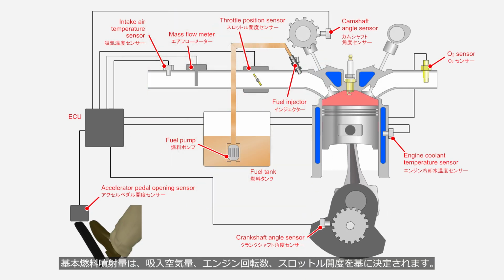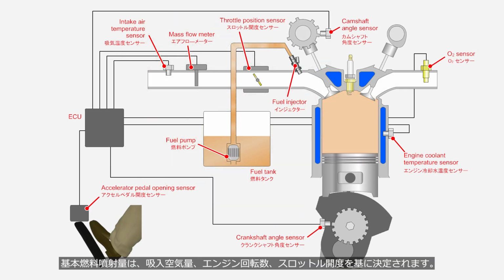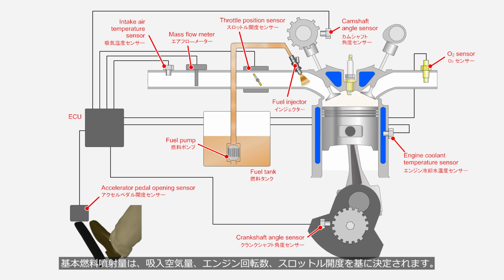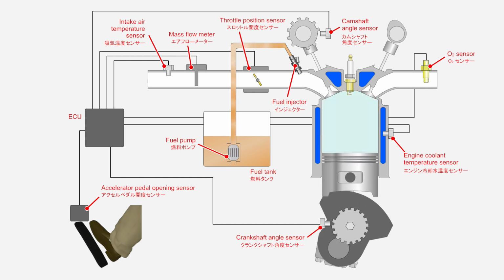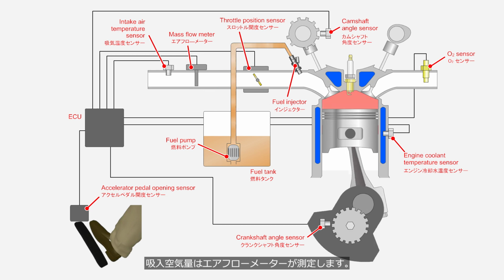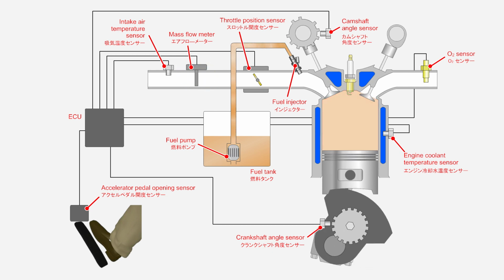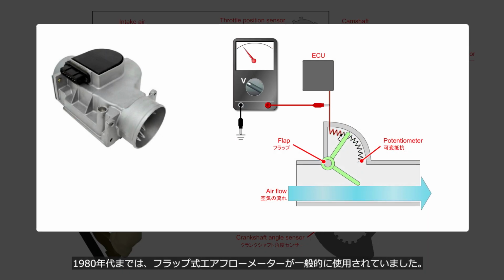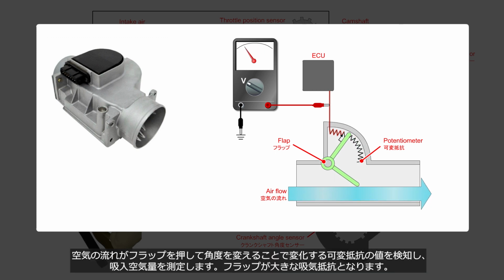The basic fuel injection quantity is determined based on the air intake volume, engine speed, and throttle opening. The air intake volume is measured by the mass flow sensor. Until the 1980s, flap-type mass flow meters were commonly used. The airflow pushes the flap and alters its angle. The ECU monitors electrical resistance of the potentiometer and determines air volume. The flap creates a significant intake resistance.